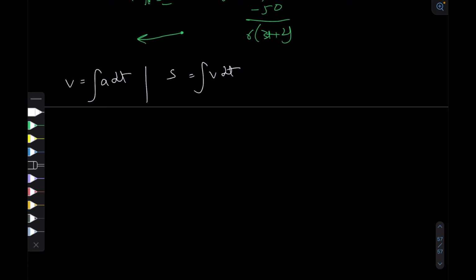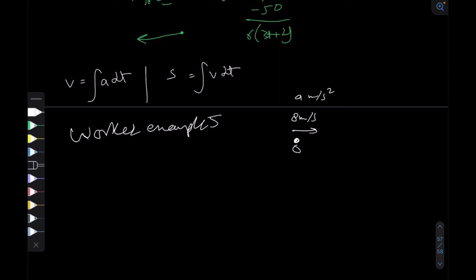Okay, so let's go ahead and try the question, that is worked example number 5. It says a particle moving in a straight line passes a fixed point O with velocity 8 meters per second. So we have some point O, and when the particle passes that point, it has the velocity 8 meters per second. Its acceleration is a meters per second square, t seconds after passing O, is given by 2t plus 1. First, we need to find the velocity at the point when t is equal to 3. Right, so we have acceleration. It's obvious that we need to integrate it.